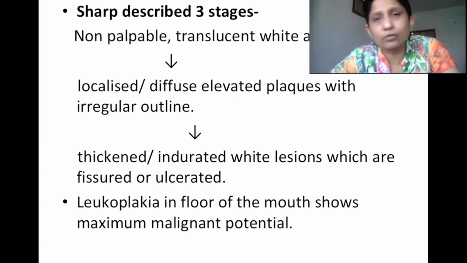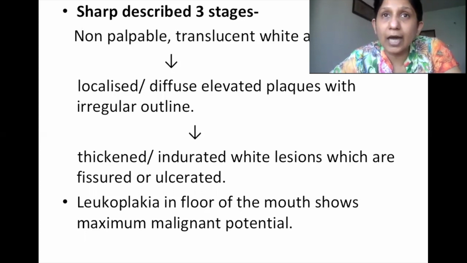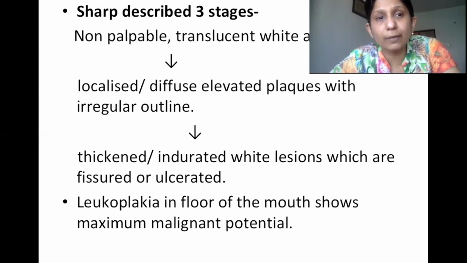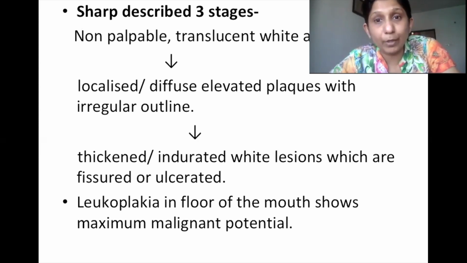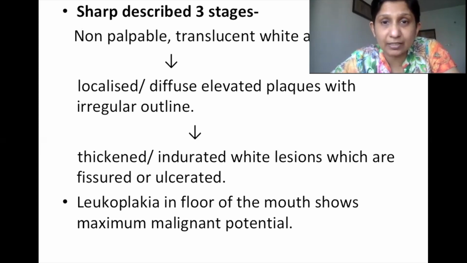The other is, so you can call it a macule. The other stage is where the proliferation becomes slightly more in nature, and then you call it a papular area. So there are localized or diffuse elevated plaques with irregular outline. Then you have thickened and indurated white lesions which are fissured or ulcerated. That means this is a papular area where it has increased in its thickness.